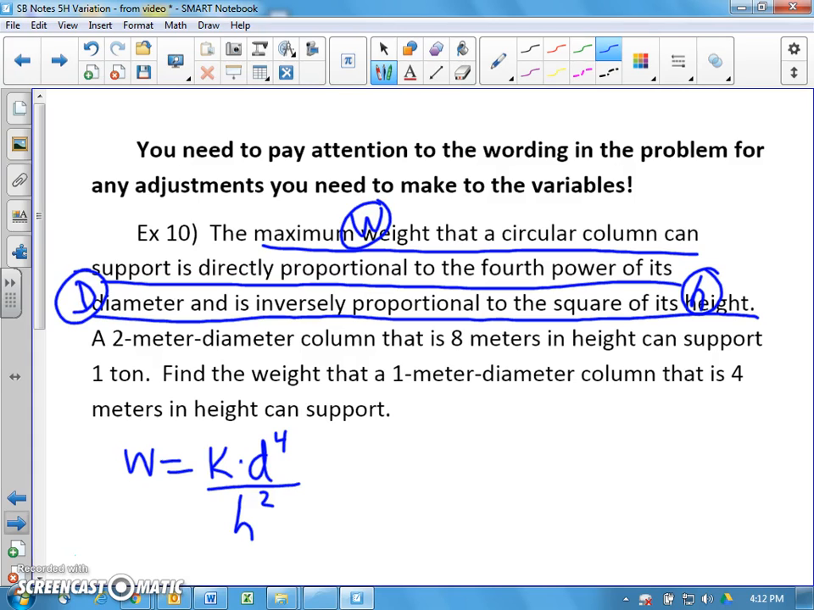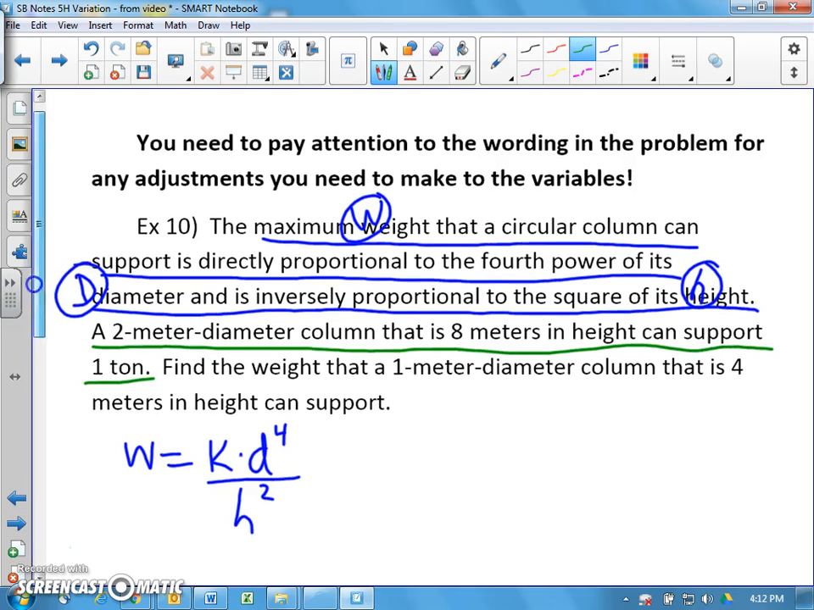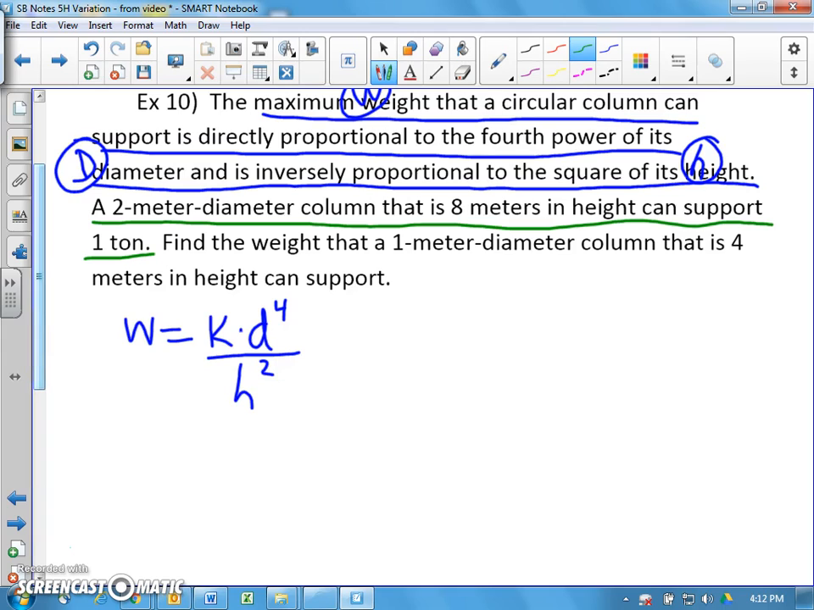We're not going to have 2 separate K values for each of those, because even if we did have 2 K values, we would put them together and still just create 1 K value. All right, so now what we're going to do is find out what that constant of proportionality is. It tells us that a 2-meter diameter column that's 8 meters in height can support 1 ton. So let's use that to find K.